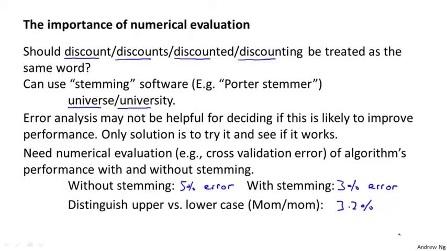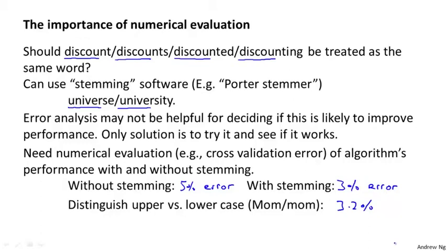So when you're developing a learning algorithm, very often you'll be trying out lots of new ideas and lots of new versions of your learning algorithm. If every time you try out a new idea, you end up manually examining a bunch of examples again to see if it got better or worse, that's going to make it really hard to make decisions on do you use stemming or not, do you distinguish upper and lowercase or not.